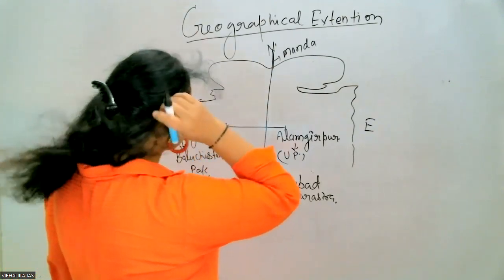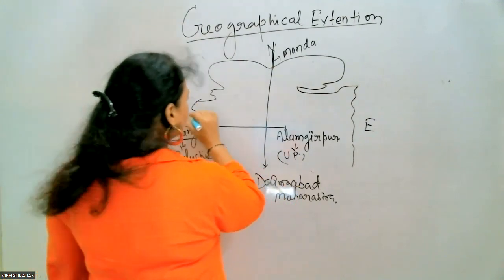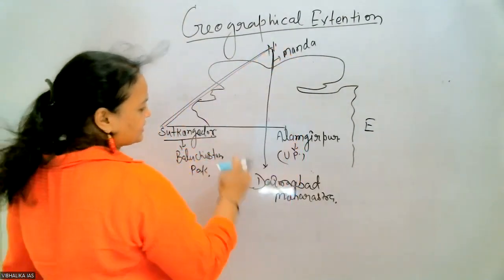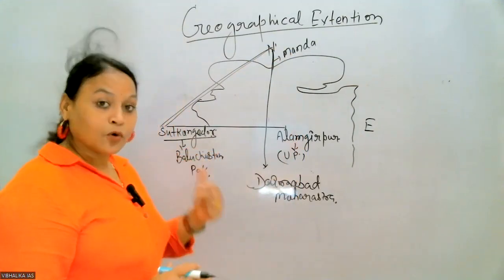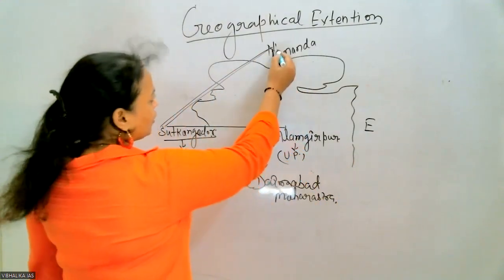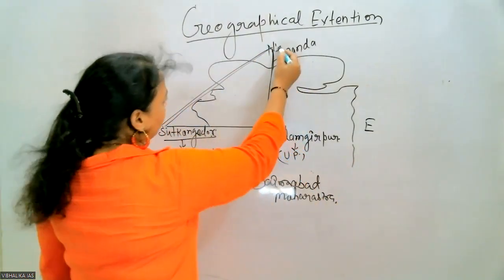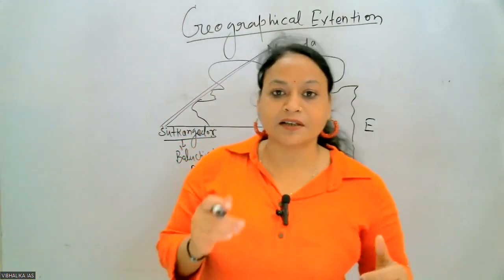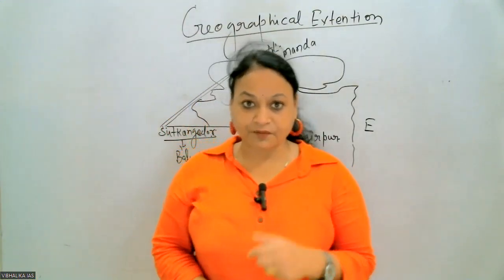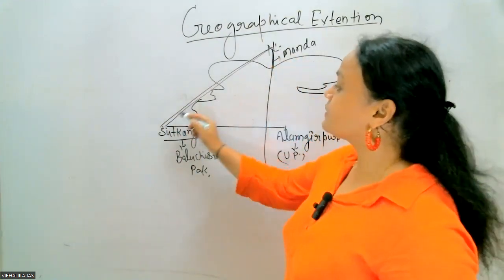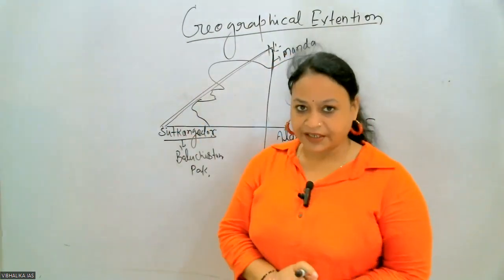So, simple and short, if we want to see the shape of the geographical extension of the Indus Valley, it is almost a triangle, right? And it is situated in the northwest part of India. So if they ask the question, the Indus Valley civilization was situated in which part of India? You can simply answer, it was situated in the northwest part of India.